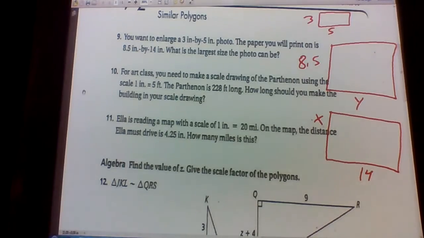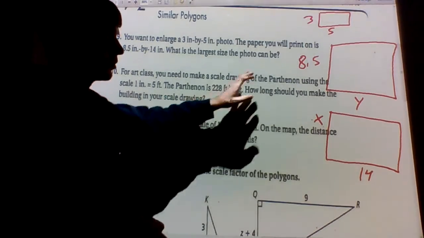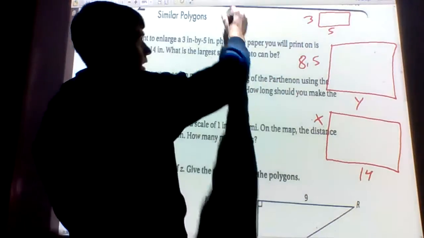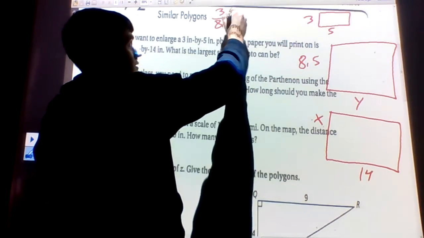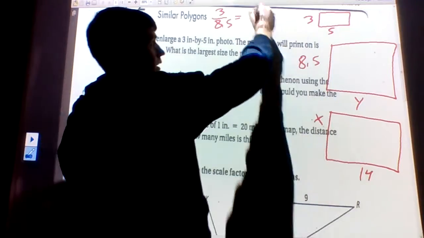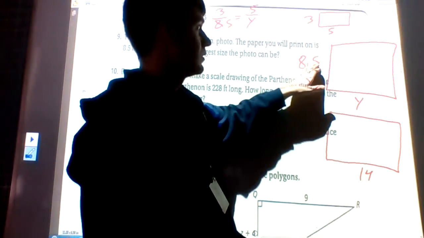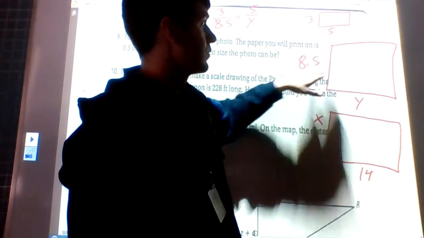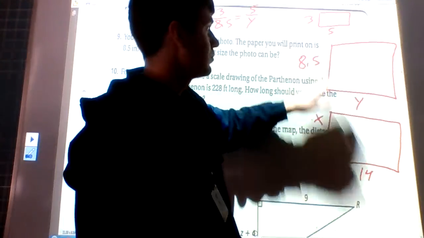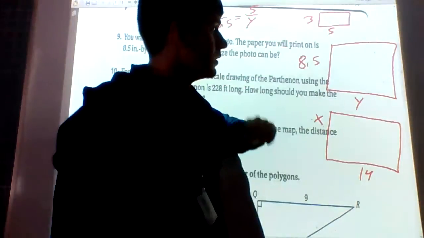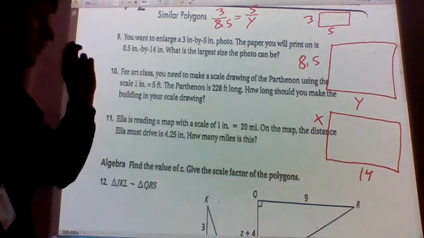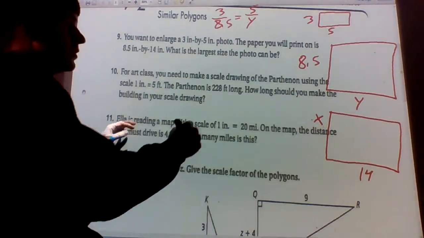So let's solve for x and y. If we look at our proportion here, it's going to be 3 over 8.5 equals 5 over y. Again, you could have done 3 over 5 equals 8.5 over y. You could have done 5 over y equals 3 over 8.5. Y over 8.5 equals 5 over 3. All of those would have been acceptable because when you cross multiply, you're going to get the same thing.